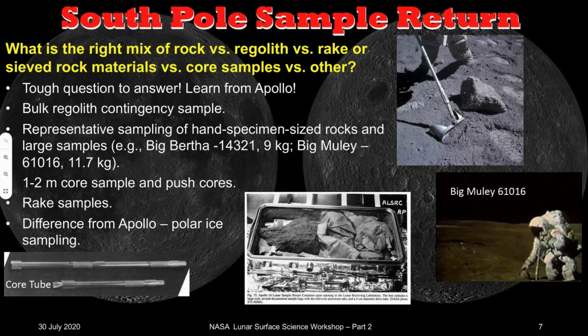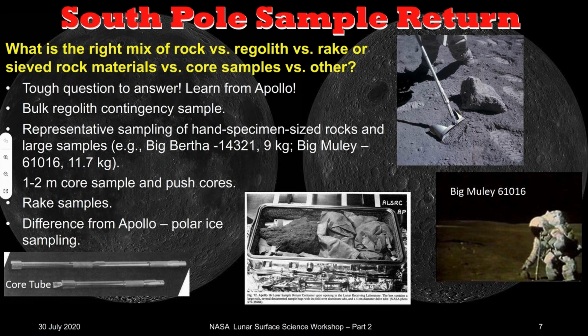So we continue with the science questions. What is the right mix of rock versus regolith versus rake or sieve rock materials versus core samples versus other? Tough question, and I don't know. It depends upon the science, and we can learn from Apollo. I would say that a bulk regolith contingency sample is the first one to collect, so that we have that for both science and exploration.